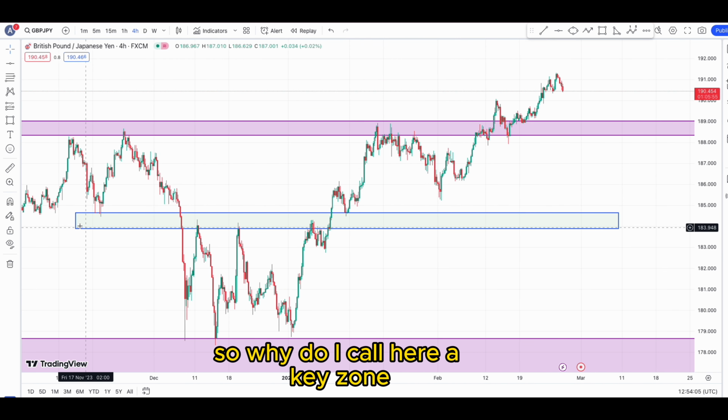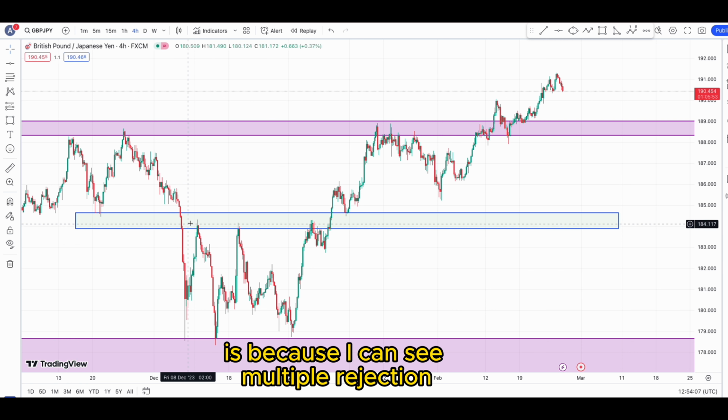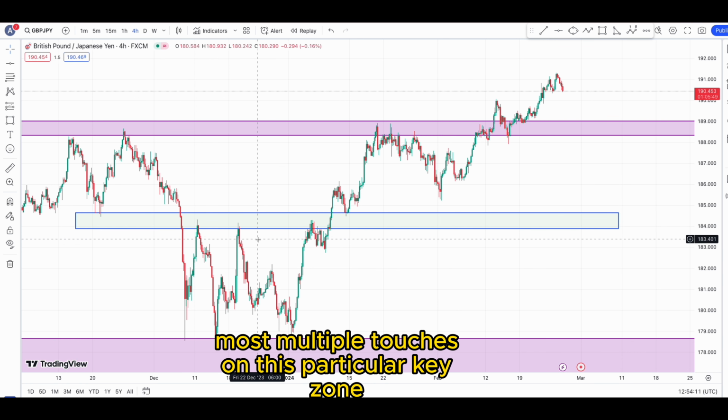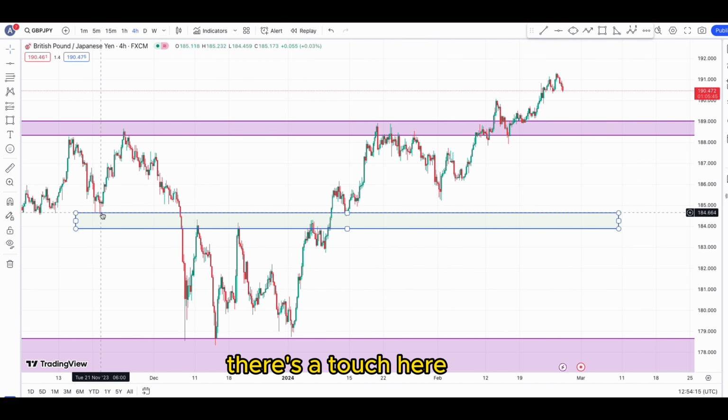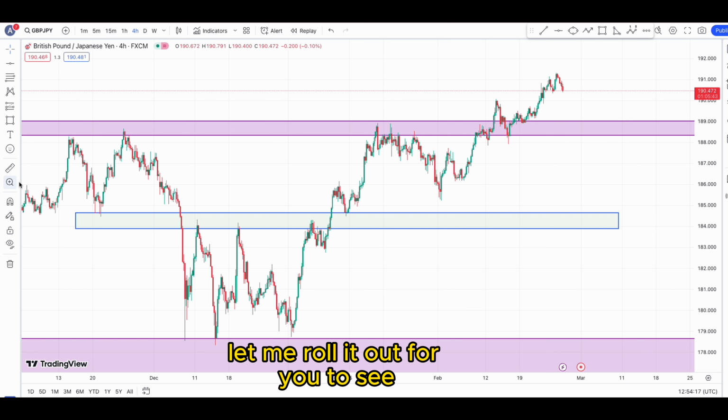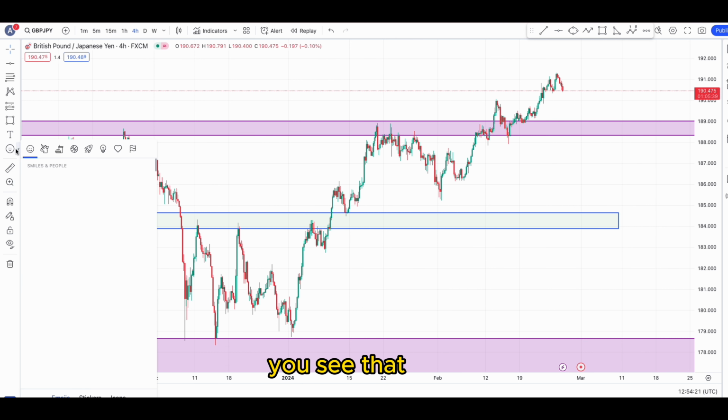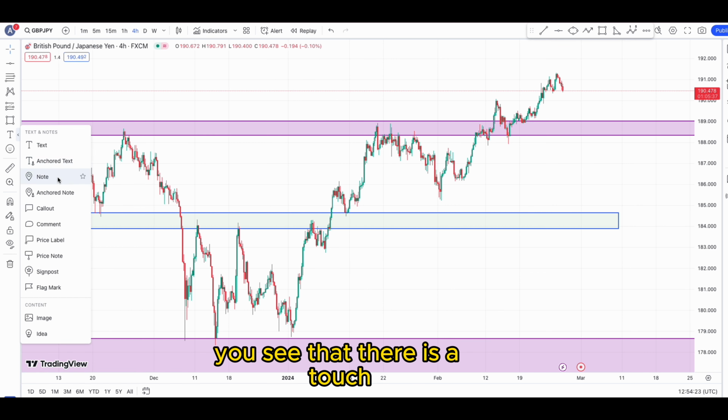Why I call here a key zone is because I can see multiple rejections, multiple touches on this particular key zone. This market, there's a touch here. Let me roll it out for you to see. You see that there is a touch.